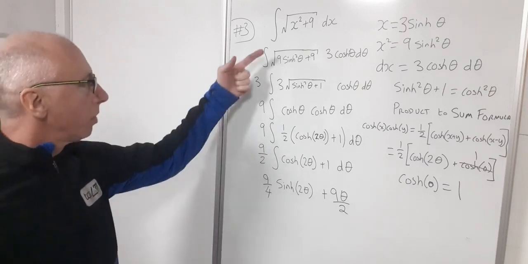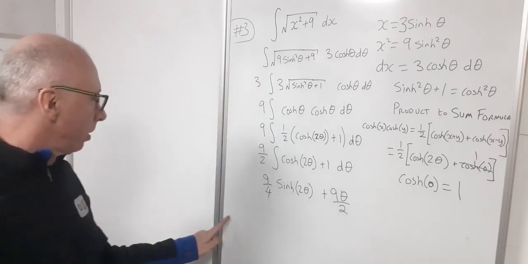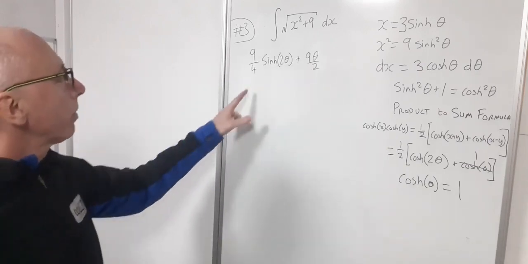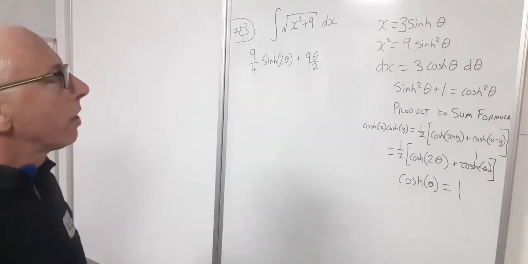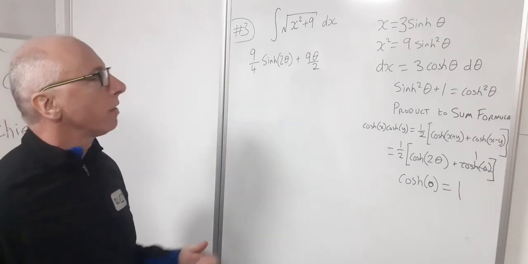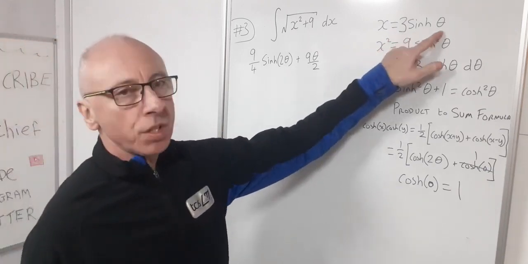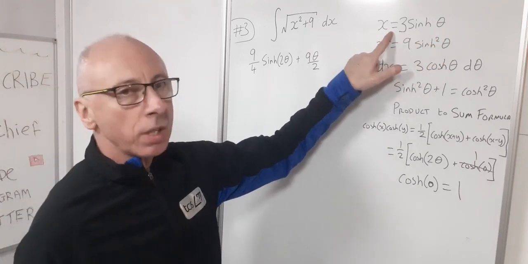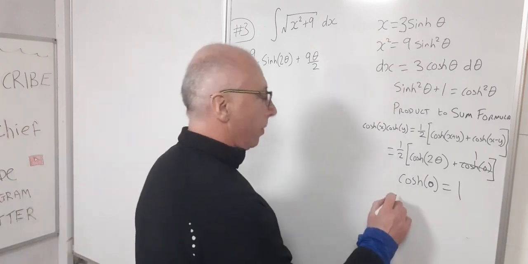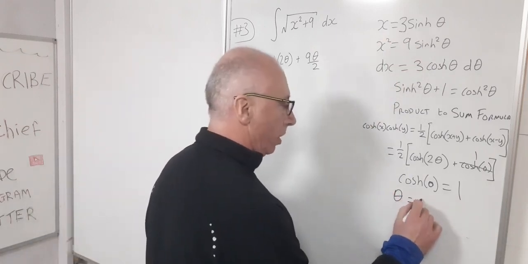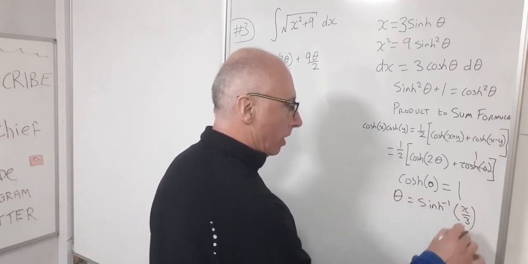So now I'm going to take this off the board, bring this up to the top, and then continue to solve these integrals. Okay, right. So I've got 9 over 4 sinh 2 theta plus 9 theta over 2. So now it's all about trying to get my theta value plugged in here. So if x equals 3 sinh theta, then sinh theta equals x over 3. So therefore to get theta on its own, I've got theta equals the inverse sinh function of x over 3.